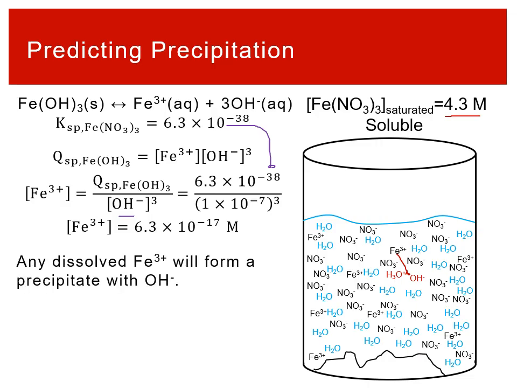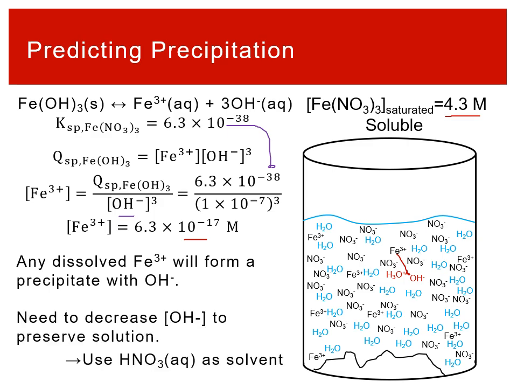And so any dissolved Fe3+ just starts forming a precipitate with hydroxide, right? You have to have less than 10 to the negative 17th concentration of iron, and that's not hard to achieve. So basically any iron, boom, you're going to start to form the iron(III) hydroxide, which means we need to decrease that concentration of hydroxide in order to preserve the solution.